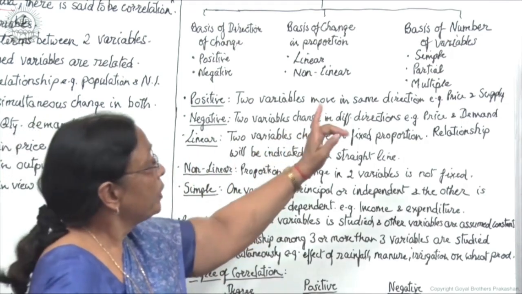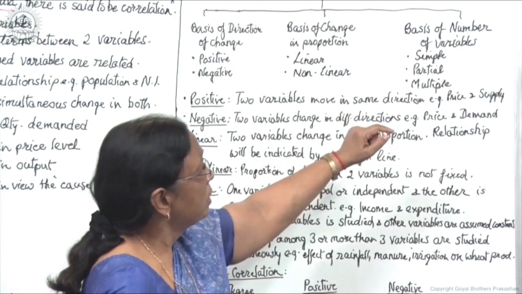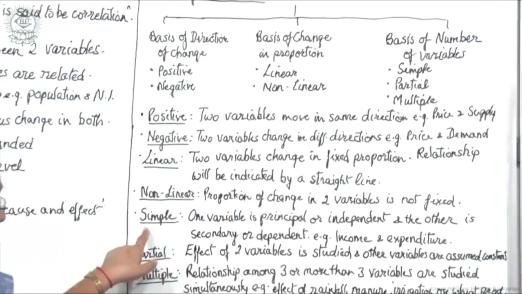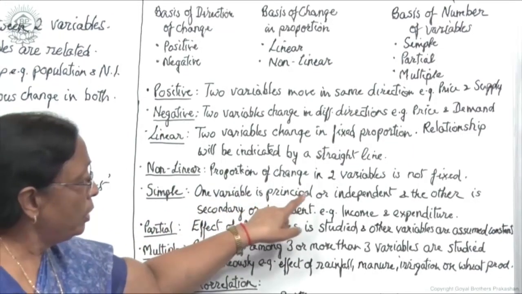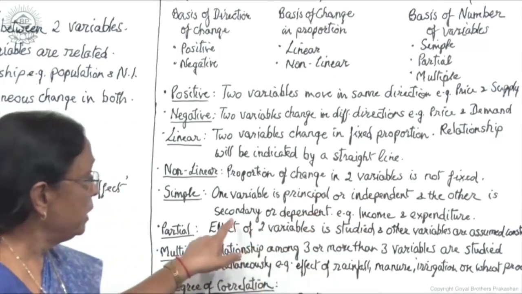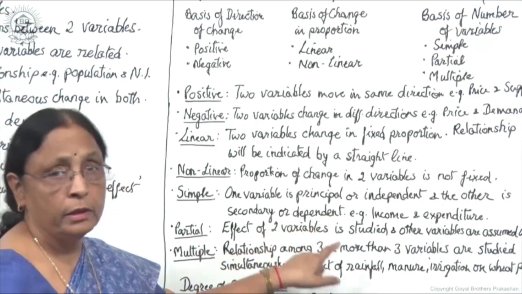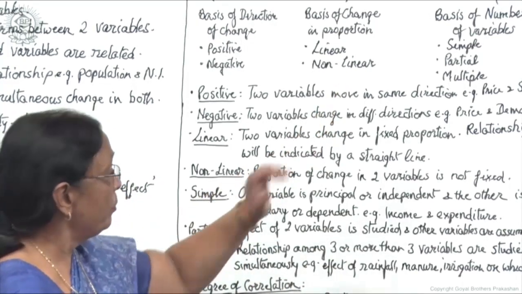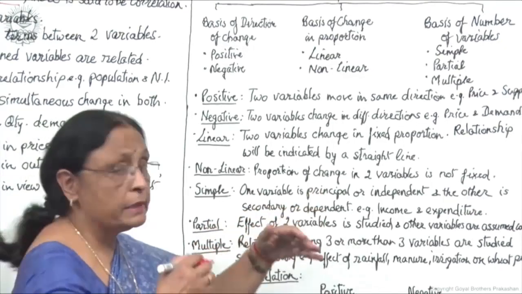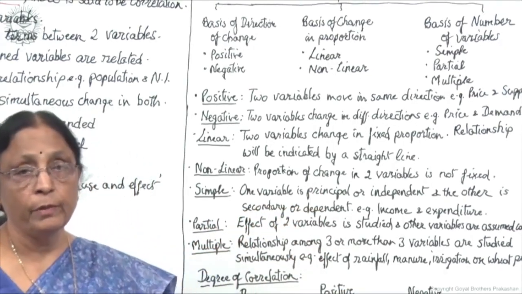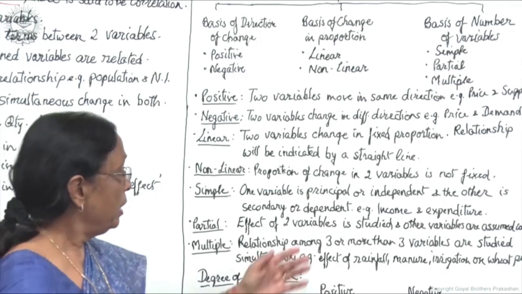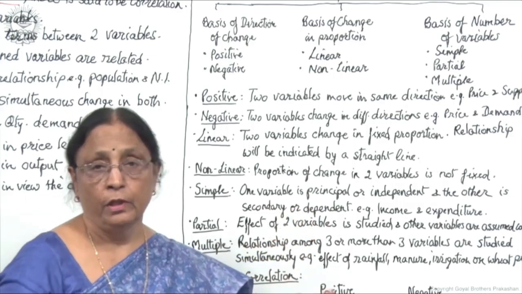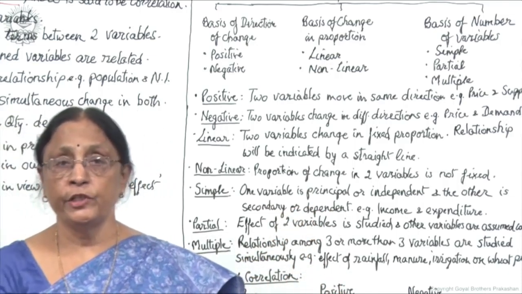Which is the third one? Basis of number of variables. Here we have three: simple, partial and multiple. What is simple? One variable is principal or independent and the other is secondary or dependent. In simple correlation, one variable is the independent, principal variable, and the other variable is considered secondary or dependent. Here the example is income and expenditure.